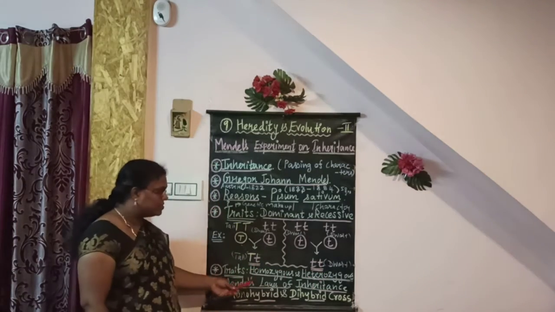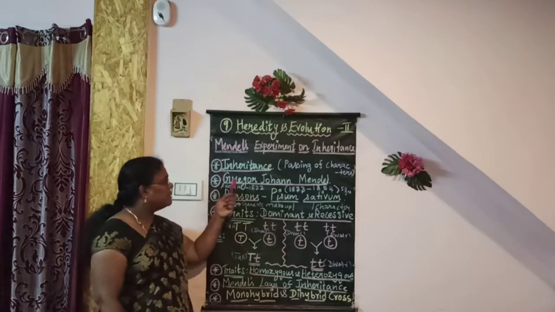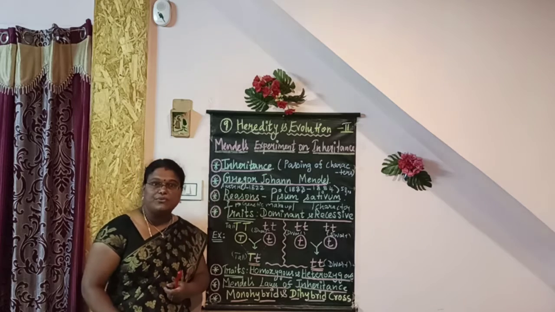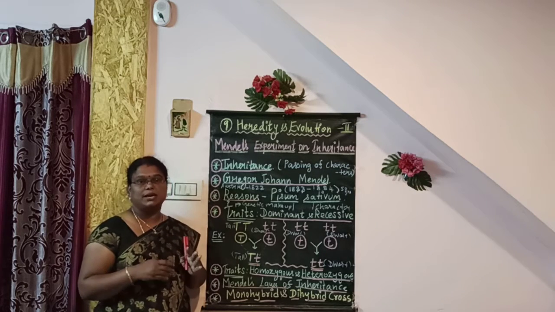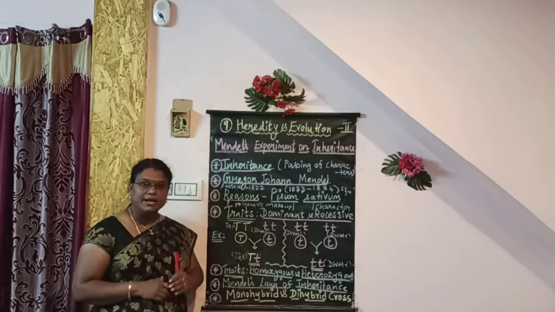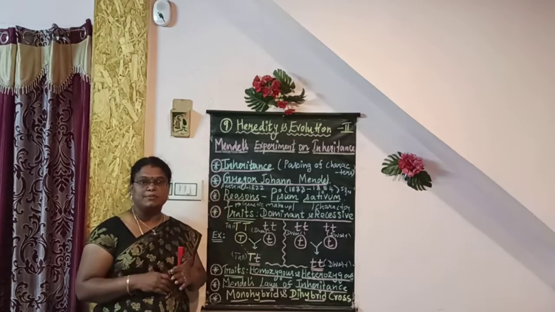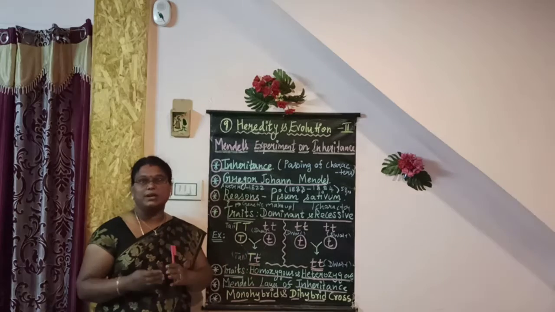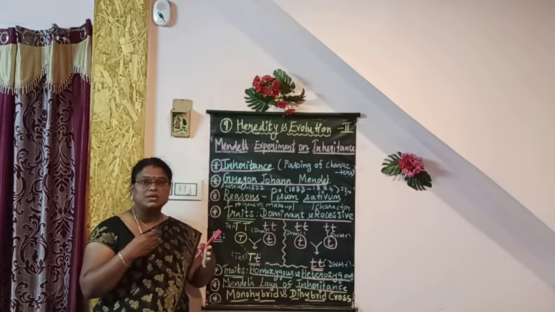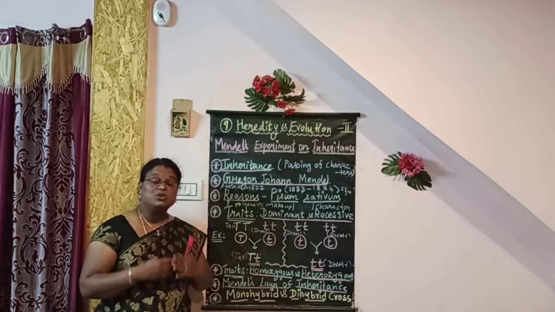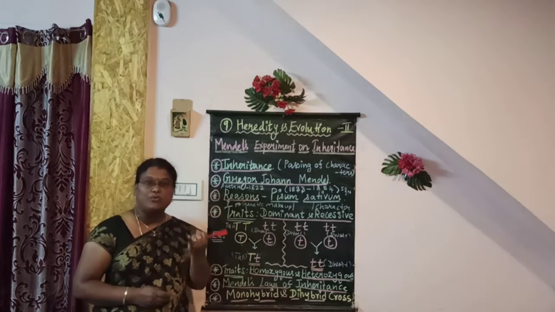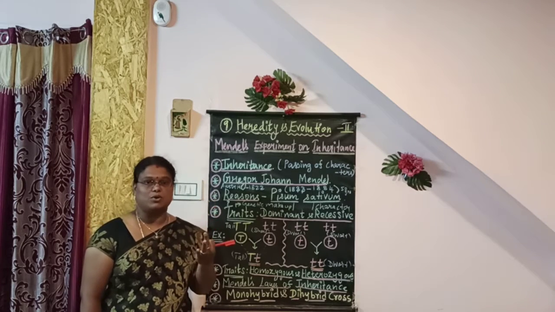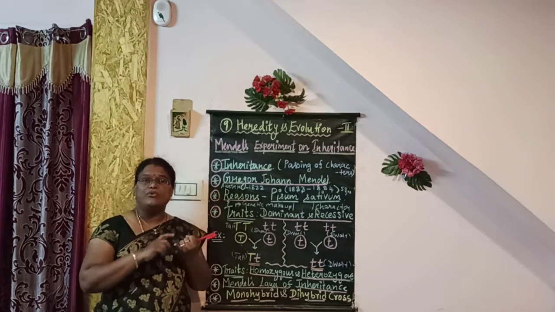Next one is Mendel's Law of Inheritance. As I told already, Gregor Johann Mendel is called the father of genetics, and he was a scientist. He did many experiments on inheritance, and he did experiments about how the genes are transferring from one generation to another generation. And through his experiments, he proposed 3 laws, that is law of dominance, law of segregation, and law of independent assortment. What is called the law of dominance?